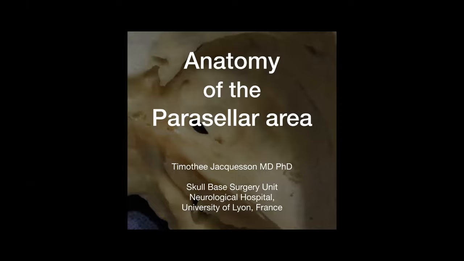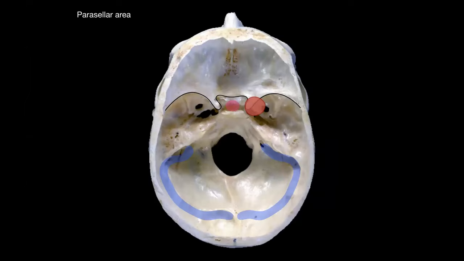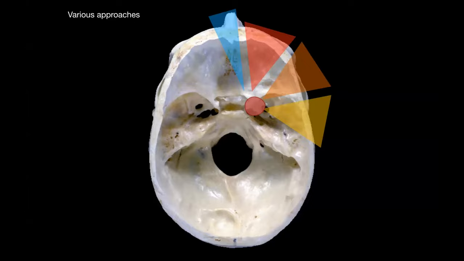And where is the parasellar area? It's just close to the sellar area. And as we will discuss in the next presentations, there are several approaches to reach the parasellar area. I will focus on the endoscopic nasal approach and the surgical anatomy of this approach, and then the pterygoidal subtemporal lateral approach to the parasellar area.